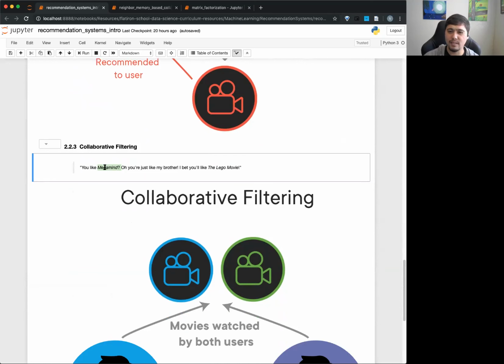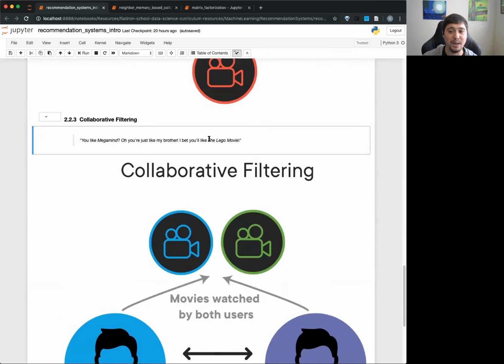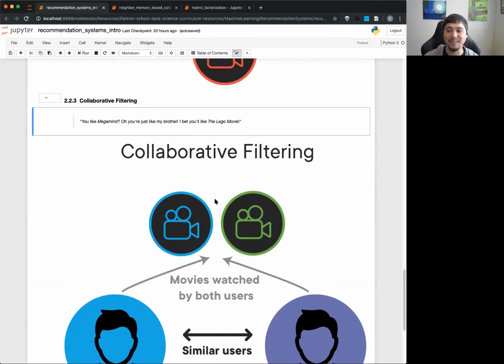the way, if you guys haven't seen Megamind, it's a great movie. I personally like it, but the Lego movie is a great one too, which I was honestly really surprised about. I was not expecting how much I'd enjoy that one.